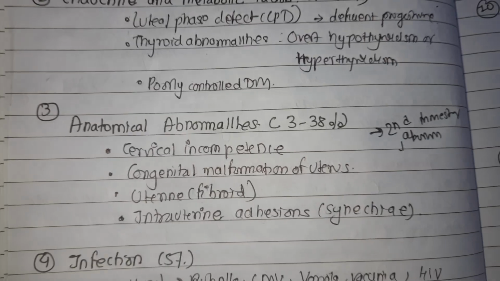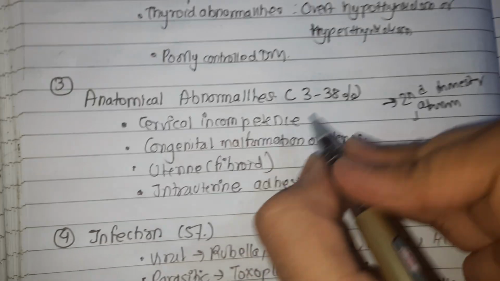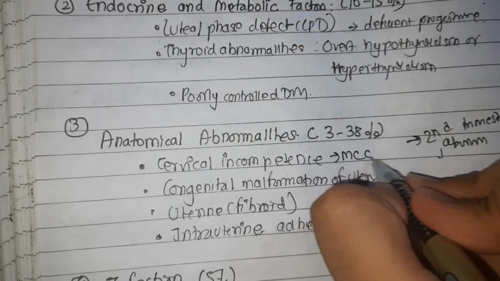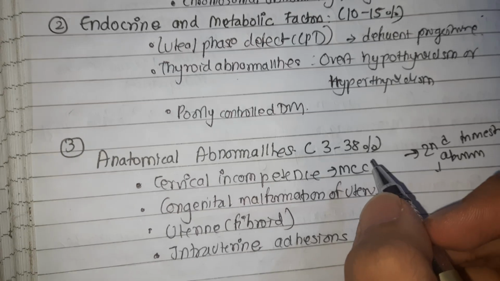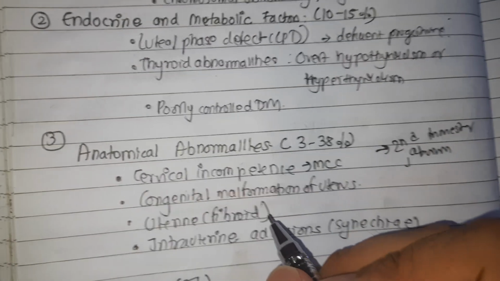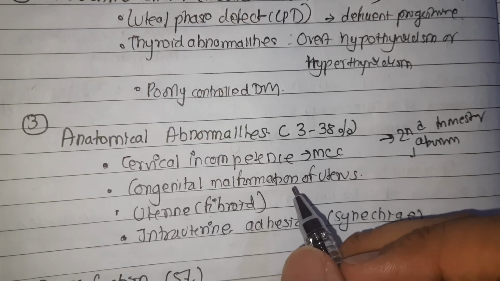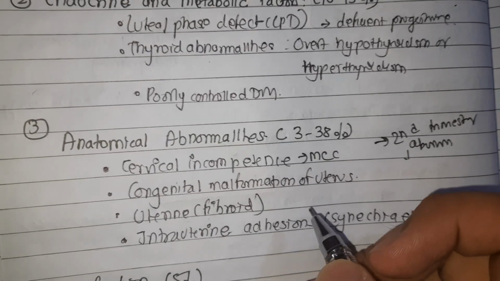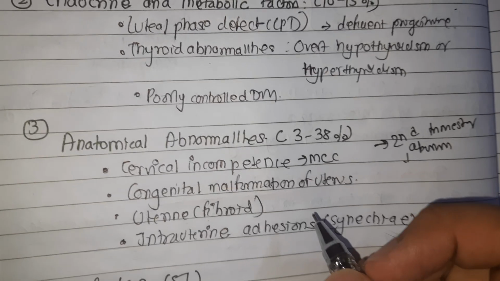Here, cervical incompetence is one of the most common causes of abortion in the second trimester, and congenital malformation of the uterus in the form of bicornuate or septate uterus may be responsible for mid-trimester recurrent miscarriages.